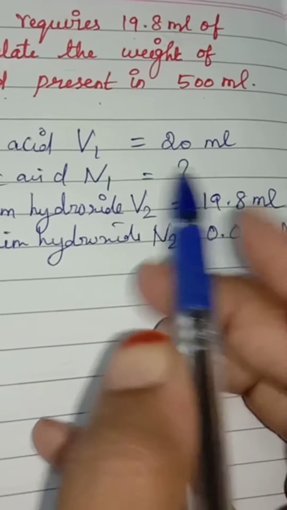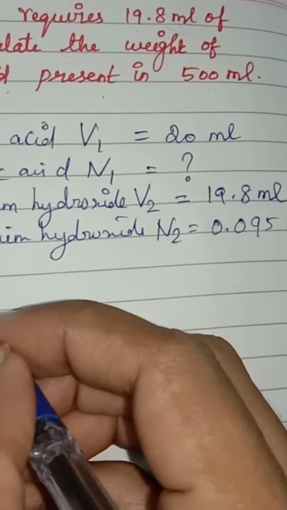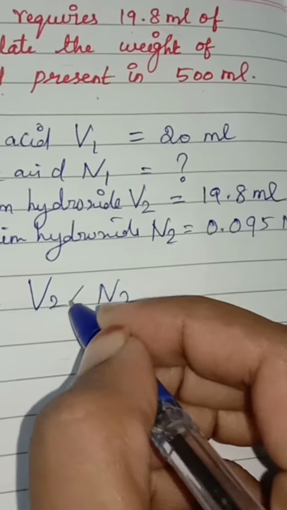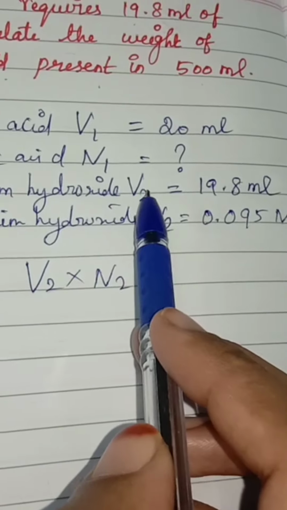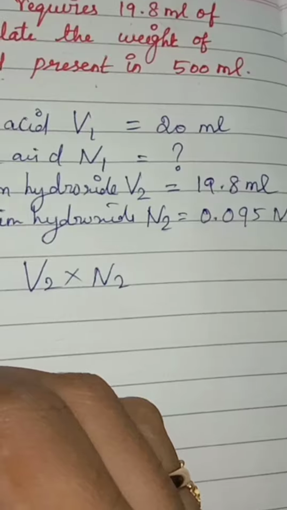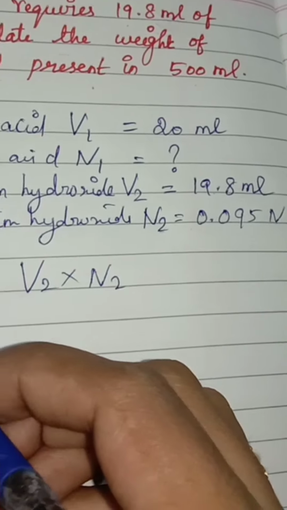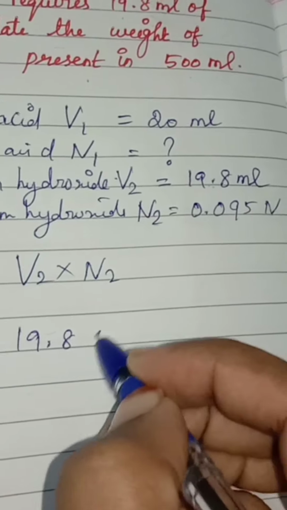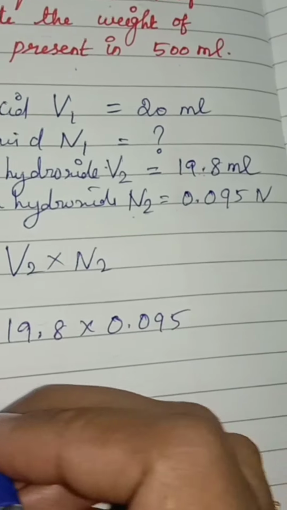Normality of oxalic acid. So what is the formula of volumetric analysis? V1N1 is equal to V2N2. This is the main formula. So what are the values? We already know V1, V2 and N2. N1 we don't know. So write the known values here. V1 20 into N1, which is equal to V2 19.8 into N2 0.095. Here we have to find out N1.